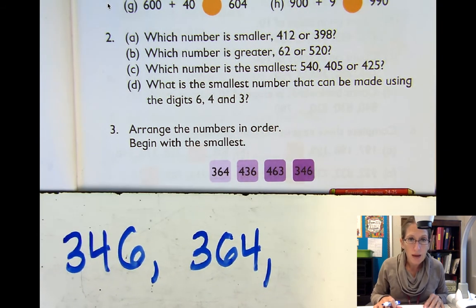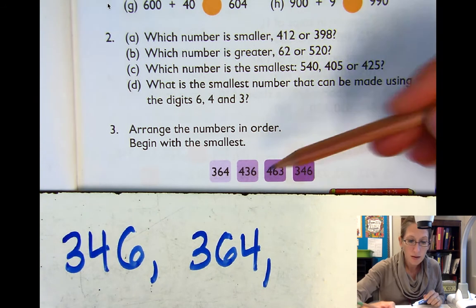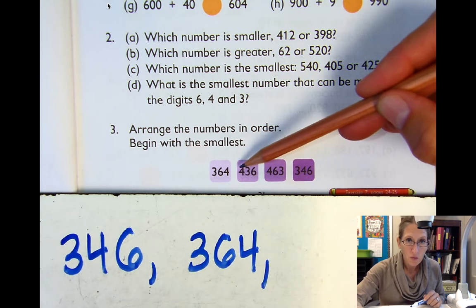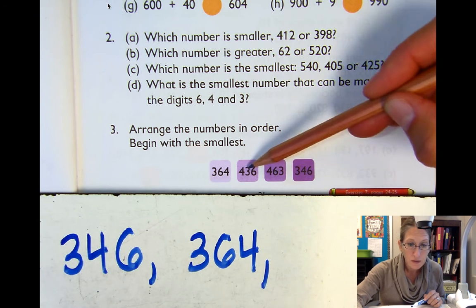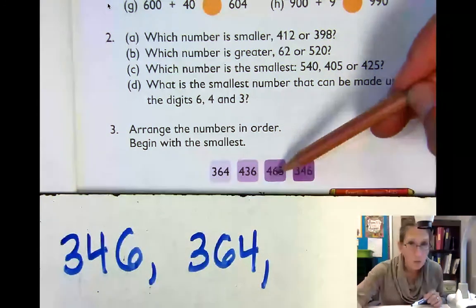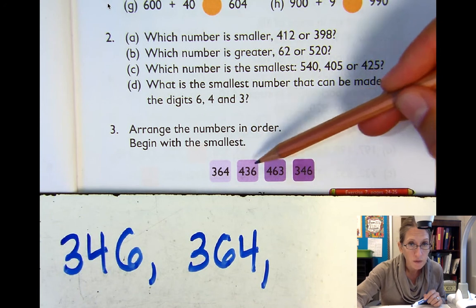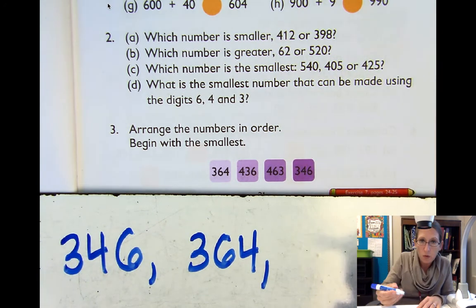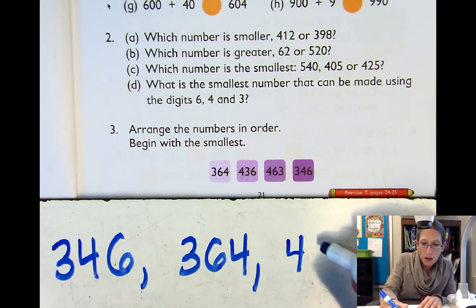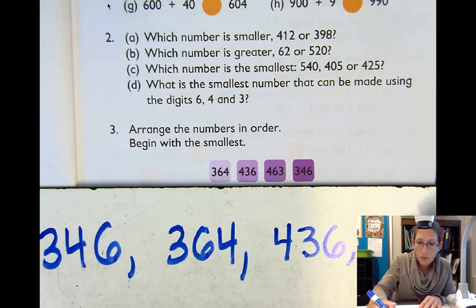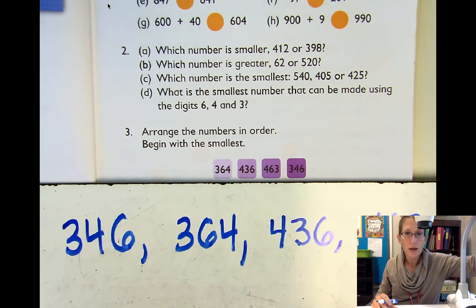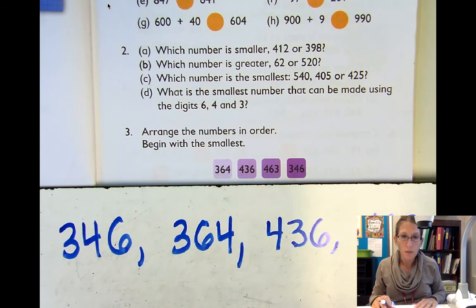Okay, what's next? So now we have these two numbers that have 400 and 400. So let's look in the tens place. 3 tens and 6 tens. So which one is smaller? Because we're doing the smallest. 3 tens or 6 tens? 3 tens, right? So this one would be the next smallest. And then the last number is going to be the biggest, 463.